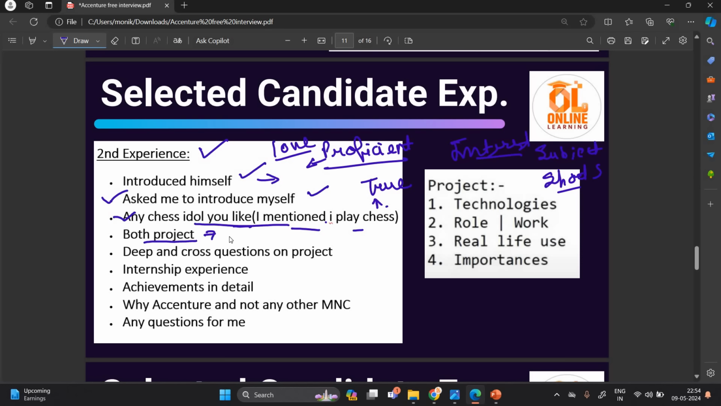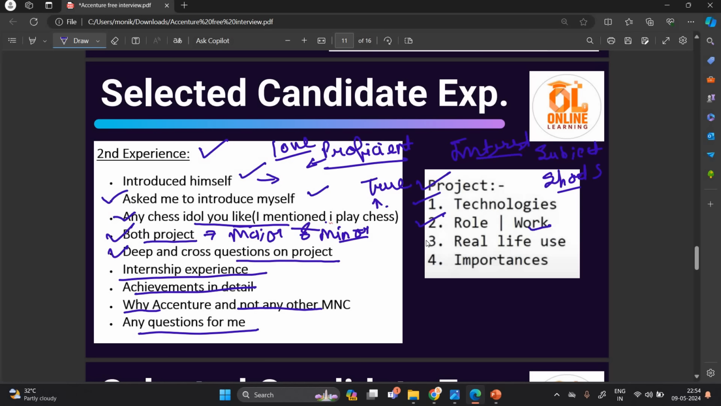Both projects, major and minor. So basically you have to mention your projects accordingly. Deep and cross questions on project, internship experience, achievements in detail, why Accenture and not any other MNC, any questions for me. In projects, they will ask questions related to technology, what is your role and work, real life use and importance. This is one of the most important points.